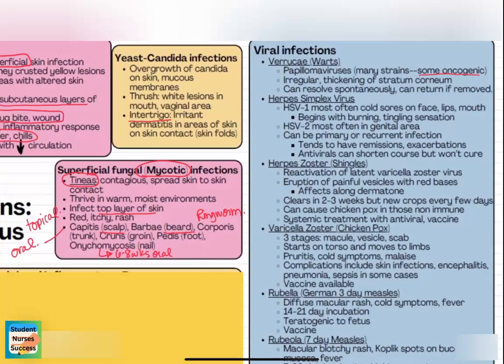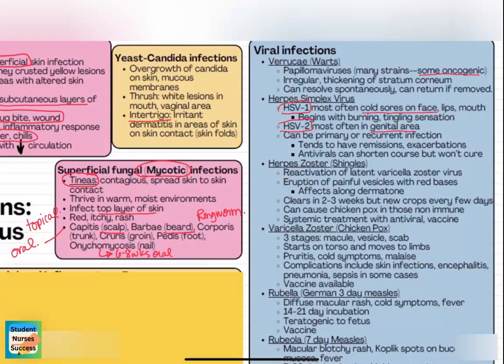Herpes simplex virus, there's two types, HSV1, HSV2. HSV2 is usually below the waist in the genital area. It's a sexually transmitted disease. HSV1, we know, is above the waist. It's more cold sores on the face, lips, or mouth. Now, both of these can show up in either place: HSV1 can show up below the waist, and HSV2 can also show up above the waist, because they are transmitted by contact.